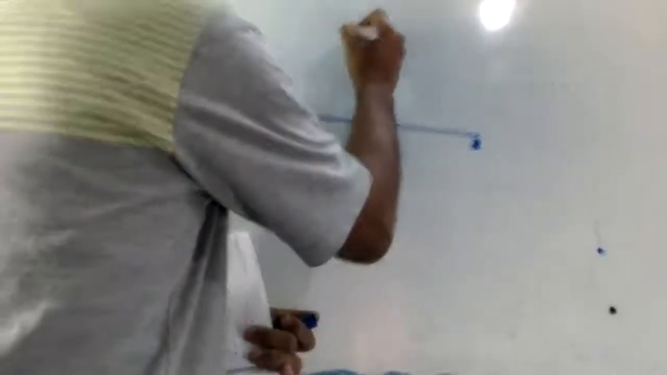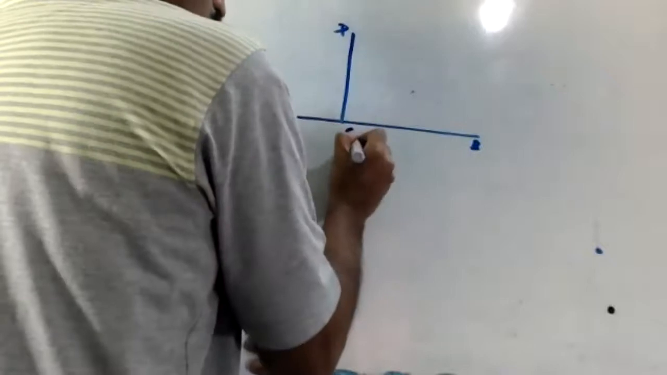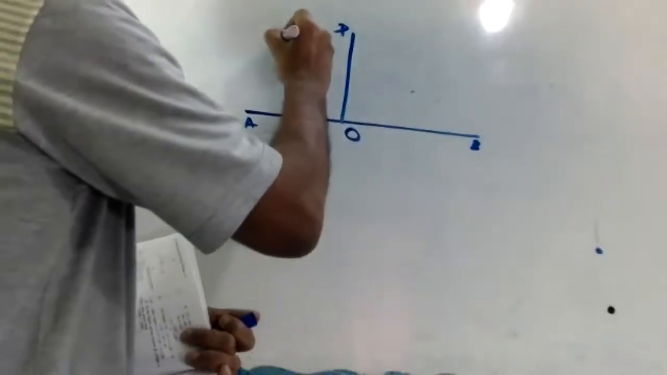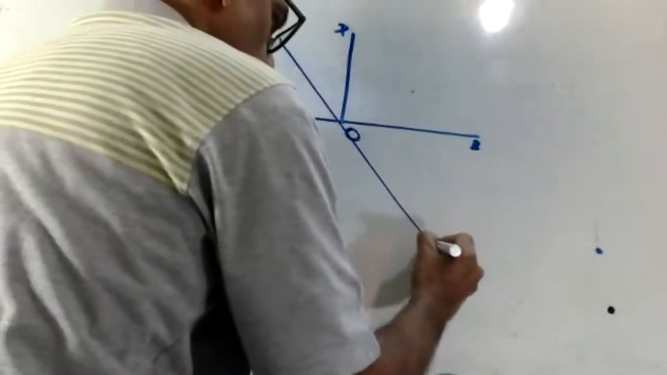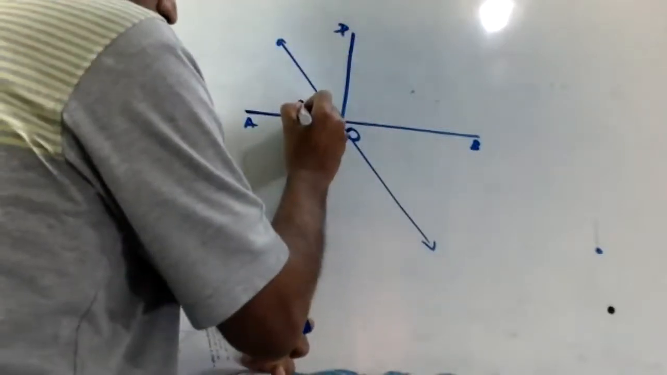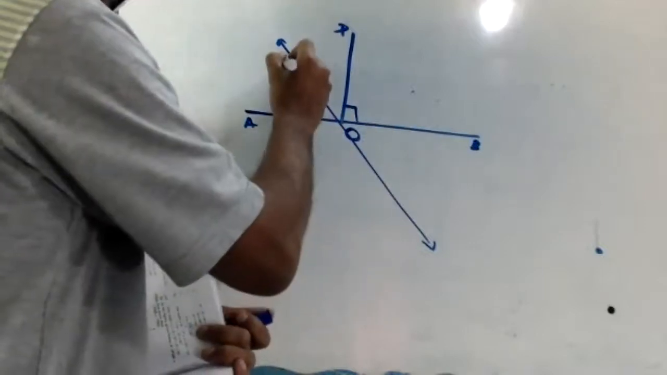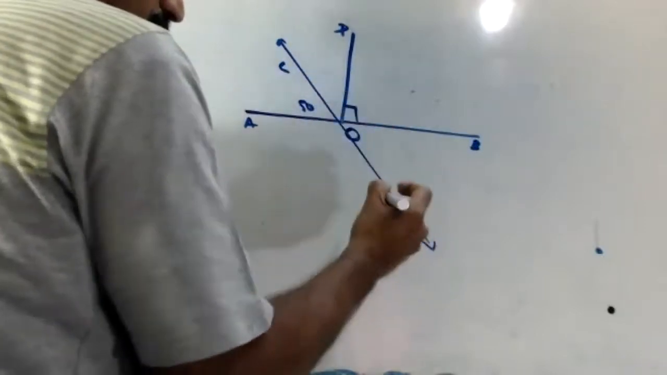Okay, here is the figure. A, B, P, O. This angle is 50, this angle is 90. Here C, here D. Okay, try now.